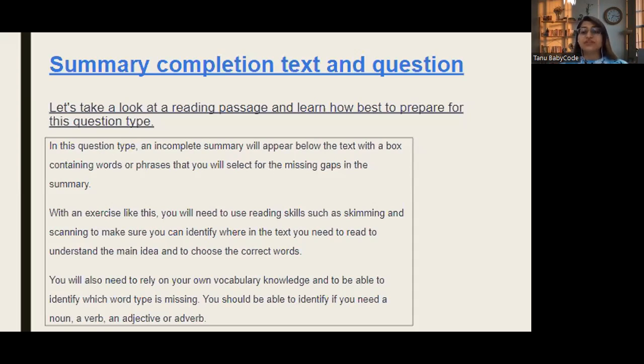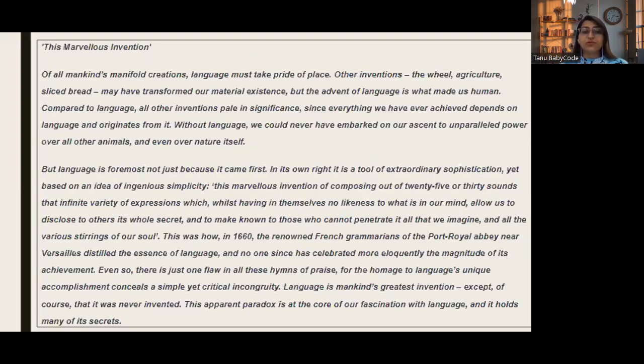With an exercise like this, you need to have some reading skills like skimming and scanning, so that you can identify where in the text you need to read and understand the main idea, and then you can choose the correct words, right? You will also need to rely on your own vocabulary knowledge, and you will be able to identify which word is missing, right? You should be able to identify if you need a noun, a verb, an adjective or an adverb, right? So let's look at this passage.